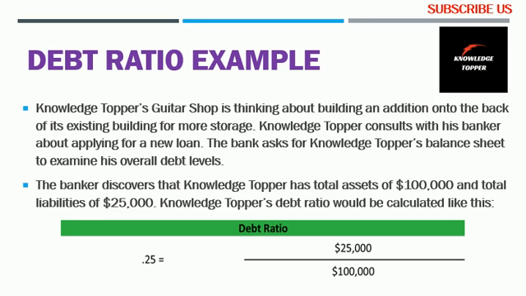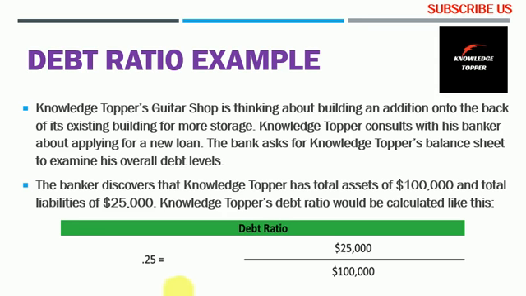Now quickly jump to our example. Here's an example for you guys. Knowledge Topper's guitar shop is thinking about building an addition onto the back of its existing building for more storage. Knowledge Topper consults with his banker about applying for a new loan. The bank asks for Knowledge Topper's balance sheet to examine his overall debt levels. The banker discovers that Knowledge Topper has total assets of $1 lakh and total liabilities of $25,000. Knowledge Topper's debt ratio would be calculated like this.